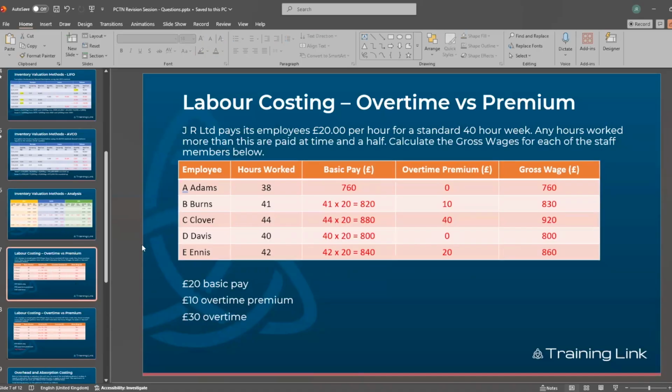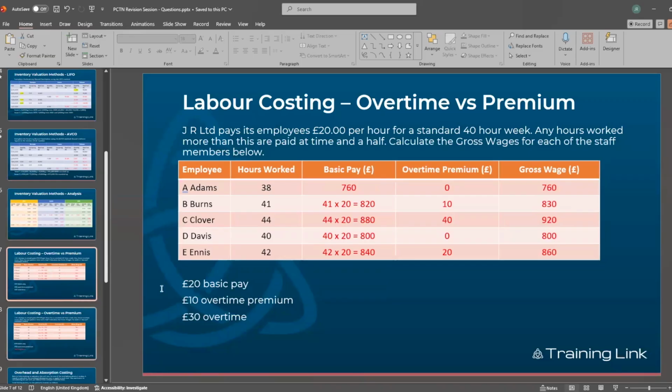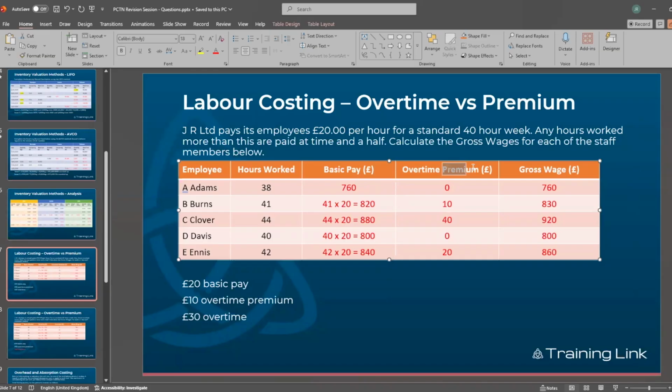So if we actually compare the two, flicking between the sides, the gross wage is exactly the same on both. There's no difference between that gross wage. It's exactly the same. What's different is where we're almost splitting these rates here and how they appear. And again, in an exam, it really can just be the one word of saying overtime or overtime premium. So really do pay attention and look out for that key detail in there.